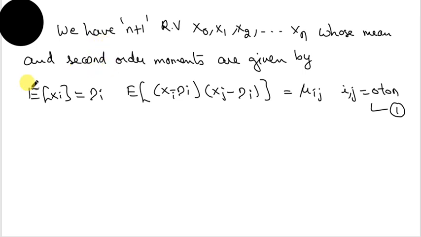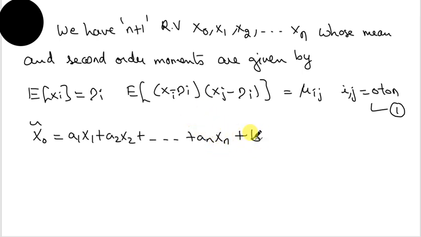Now x0 is desired to be approximated from x1 to xn as usual. So how do I represent my x0 tilde? It is nothing but a1 x1 plus a2 x2 plus etc. up to an xn plus b. Let me take this as equation number 2.